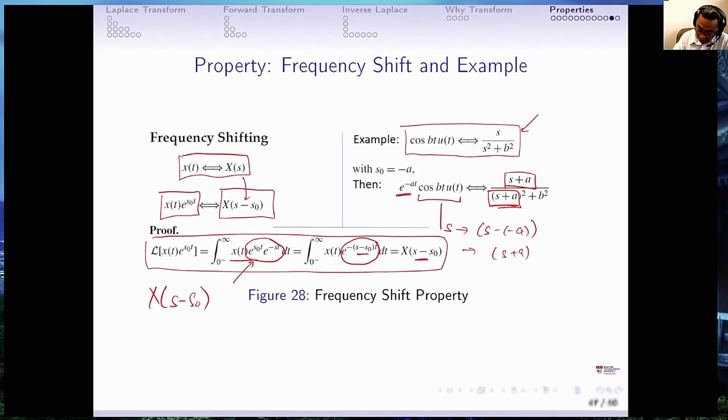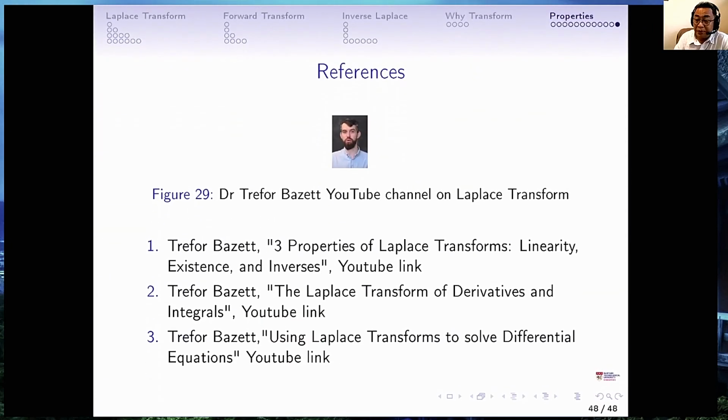Okay, before I leave, there are references where we can find these properties, as well as examples of derivative and integral, and using the Laplace transform to solve differential equations, in Trevor Bersad's YouTube video, which is useful. Thank you.